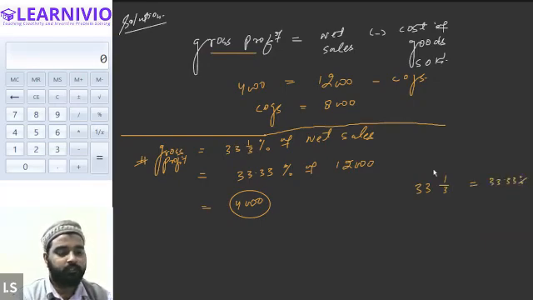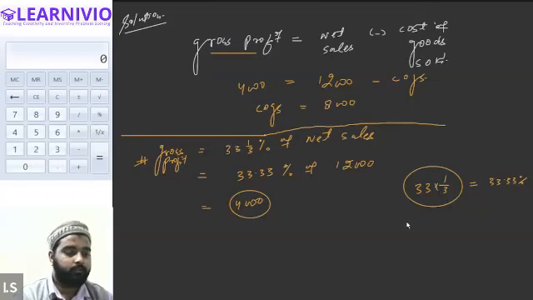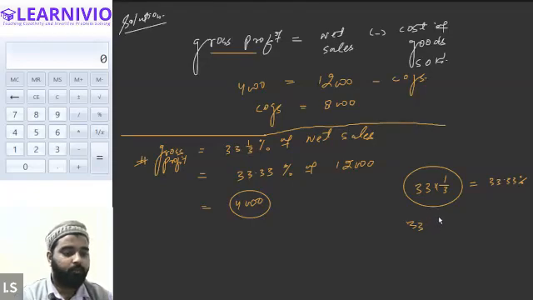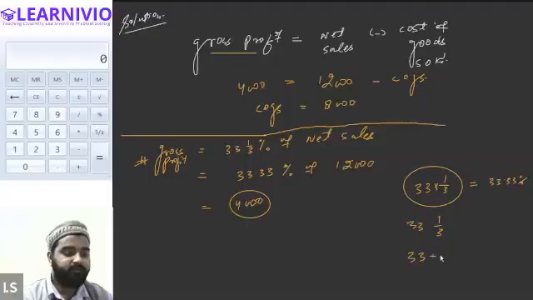And see, we can solve it like this. 33 and 1 upon 3, the 1 will be divided by 3. If 1 is divided by 3, it will be 0.33, right? So ultimately 33 plus 0.33, so it will be 33.33%. Okay. Understood, sir. Thank you.